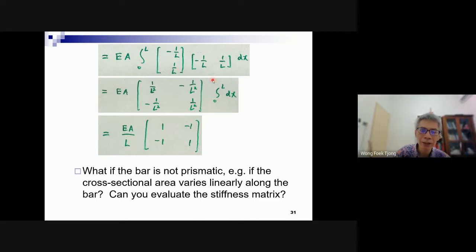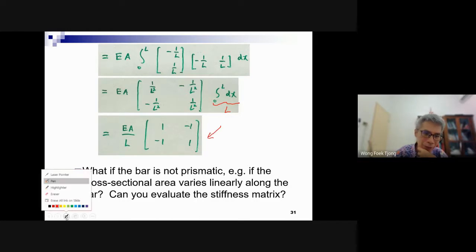But we see that all the constants don't contain any variable x. So we can take them outside the integral. But what's the integral of this? What's the integral from 0 to L of dx? Please give me the answer. What's the result? L. Come on. Yes, for sure, L. So the result is this one. That's the stiffness matrix that we know already.